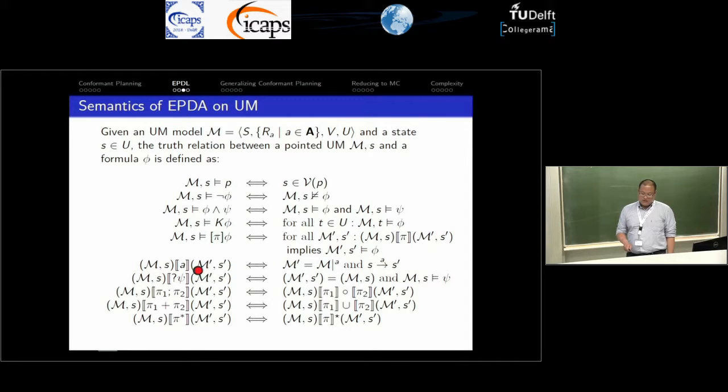So we can see this from the atomic action. When we do A from the state S, then we can reach S prime if there's a transition from S to S prime, and the model is updated by the action A. Yeah. So we have a test here and a sequential composition, and the non-deterministic choice is a union of the two programs. And we also have the Kleene star of the program, which is the reflexive transitive closure of the program pi.